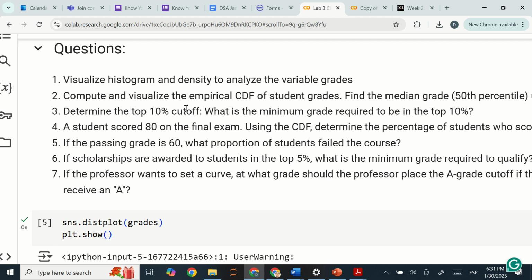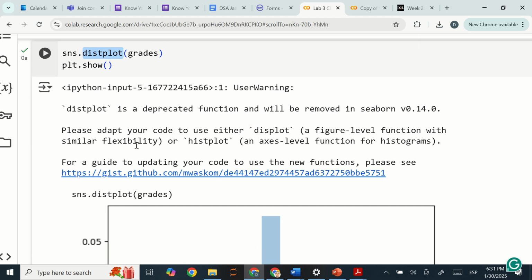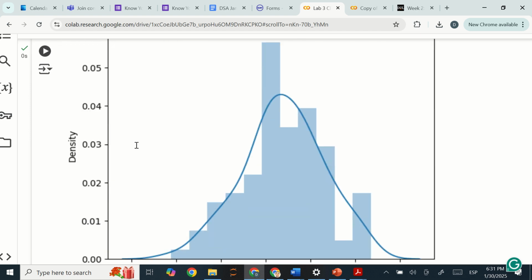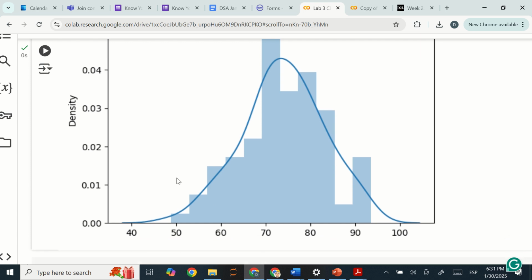Okay, so now there are some questions. First, let's visualize the histogram and density plots to analyze the grades. Let's do that. Using Seaborn, you can do histograms and density, but there is this plot which will show you the two of them, the histogram and the density plot. So you see the histogram with the bars, right? And we see the density plot.